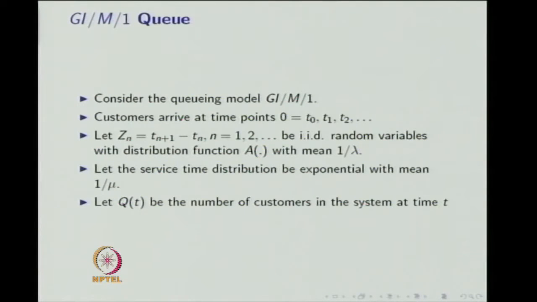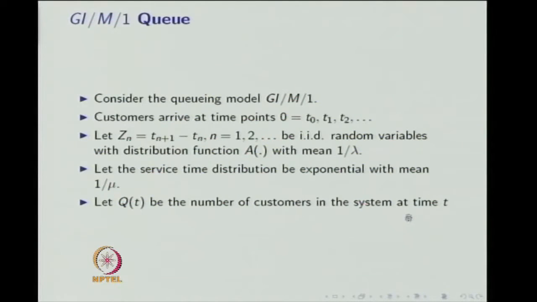What is GI/M/1 queue? It means the inter-arrival times are independent and follow a non-exponential distribution. Therefore, GI, some books use only G as a notation. M stands for the service time being exponential distribution. Only one server in the system with infinite capacity.